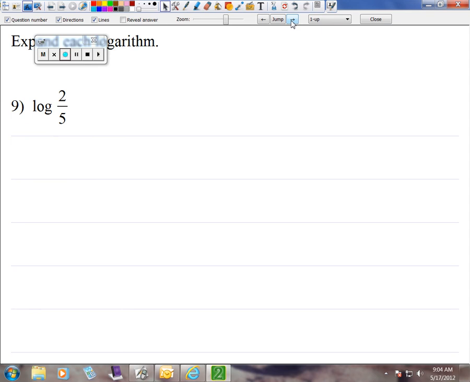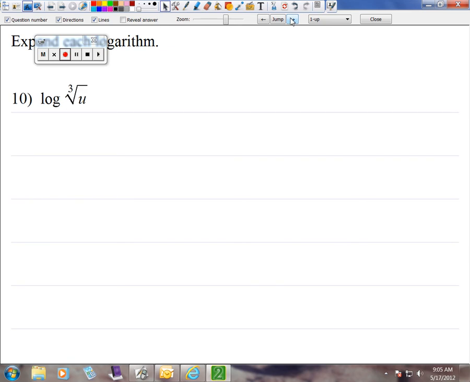We're just doing enough of these to make sure it sinks in and you remember it. These are too easy to remember. Multiplication goes to addition. Division goes to subtraction. It's not that hard to remember. This one's log 2 minus log 5, right?